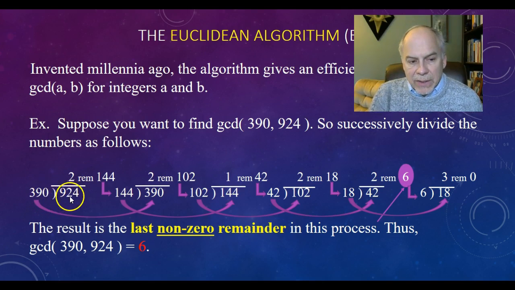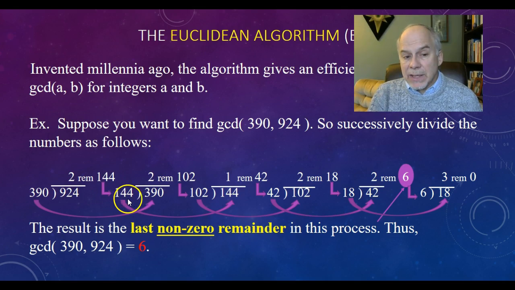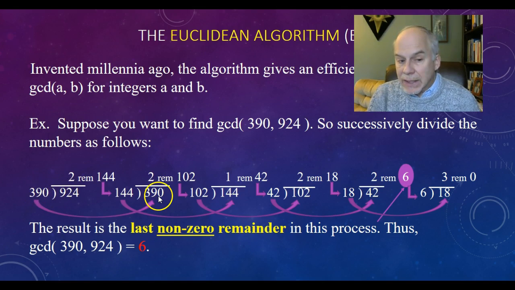First, over here on the far left, you divide 390 into 924. So you just take the smaller number into the larger number, and it goes into it 2 times with a remainder of 144. Then you take that remainder and divide it into the smaller of the two numbers, 390 in this case. So you divide 144 into 390, and you get 2 remainder 102. Now you don't care about the quotients, you just care about the remainders. So you get a remainder of 102.